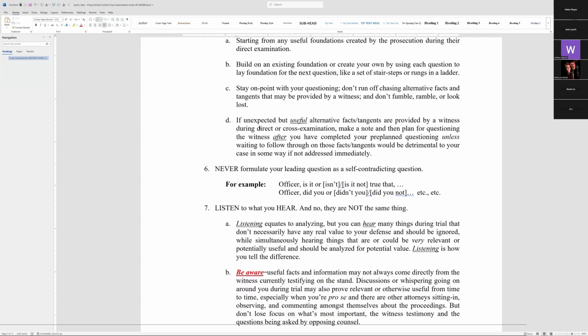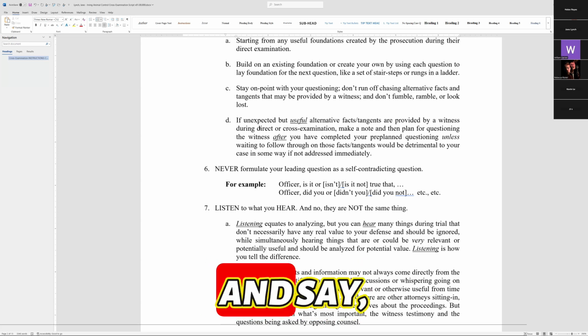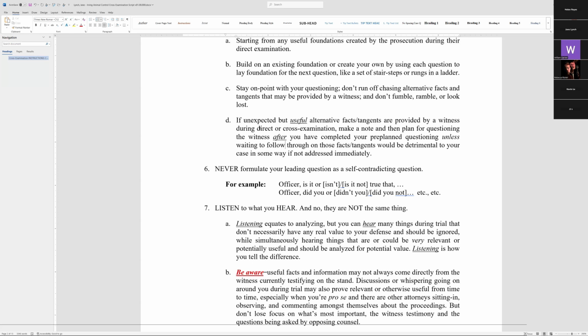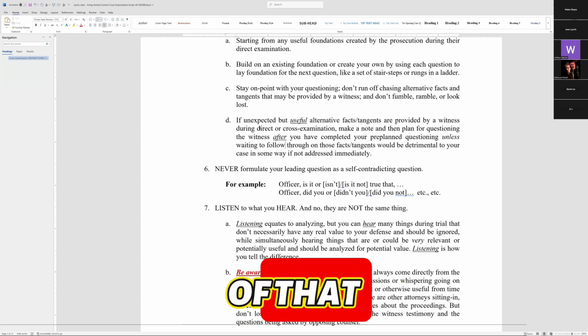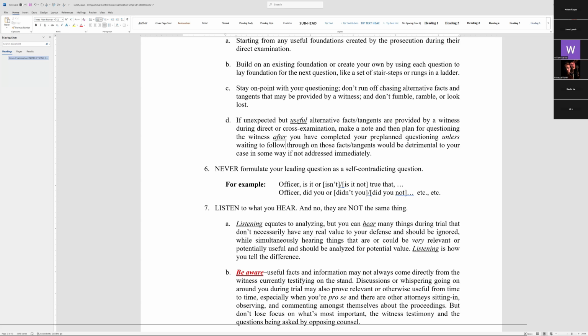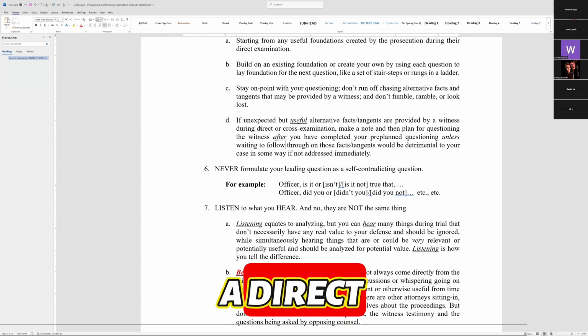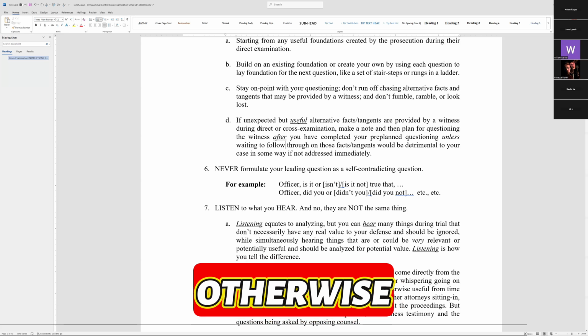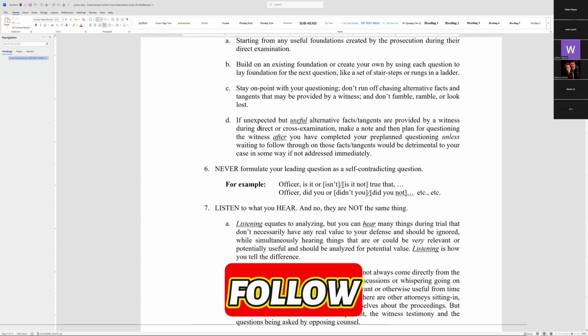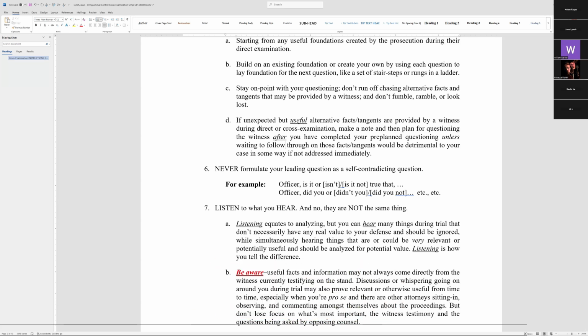Okay? Because then you want to object and say, objection. I wish to voir dire this witness as to personal knowledge of that statement. Okay? That's how you bring this to bear in a direct examination. Otherwise, you make your note and you follow up during your cross. Okay?